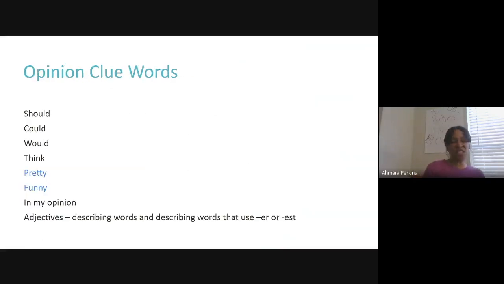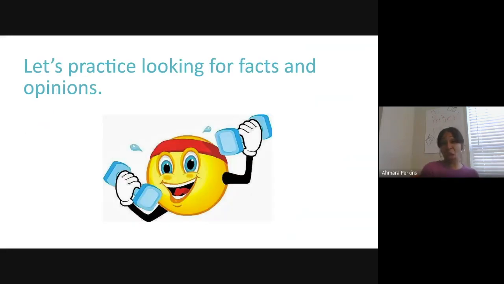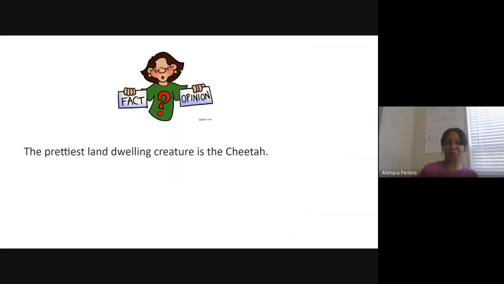Opinion clue words. If you see these words on the page, remember the first thing that you want to do is skim your text and just get a good understanding of what it is that you're about to read. So if I see words like should and could and would and think, and I see descriptive adjectives like pretty or funny, if I see phrases like in my opinion or adjectives with the ER or EST at the end, I know that chances are, probably, always, that these are opinion statements. Okay? All right, so let's go and let's practice looking for facts and opinions.